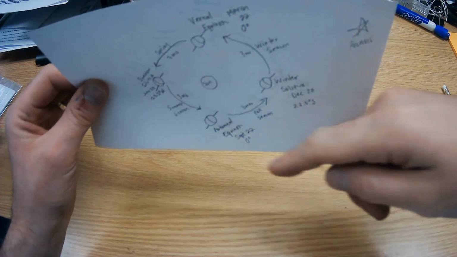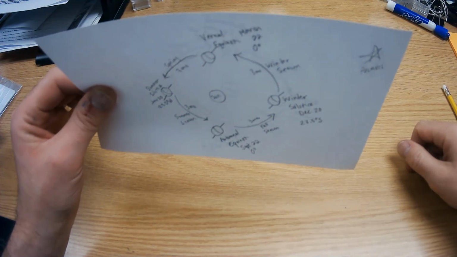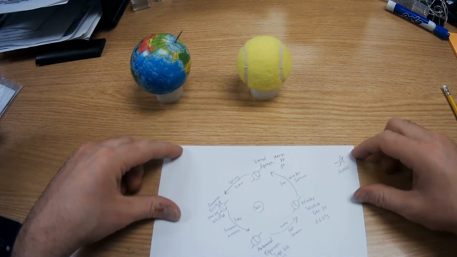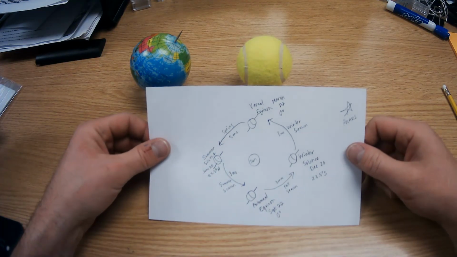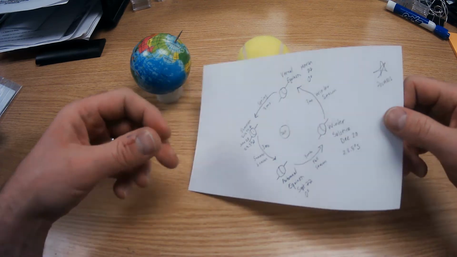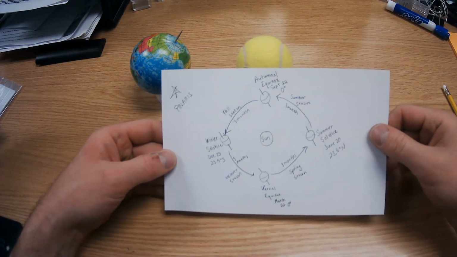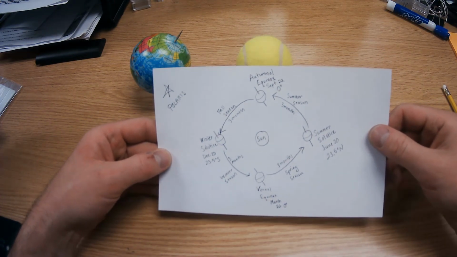Here's our summer solstice location. Again, this is just a perspective change. The diagram that we drew on this side is exactly the same as the diagram we drew on this side. It's just looking at it from a different perspective.